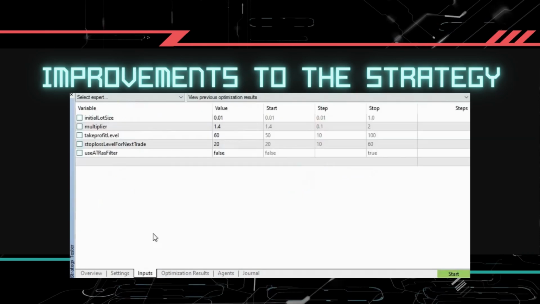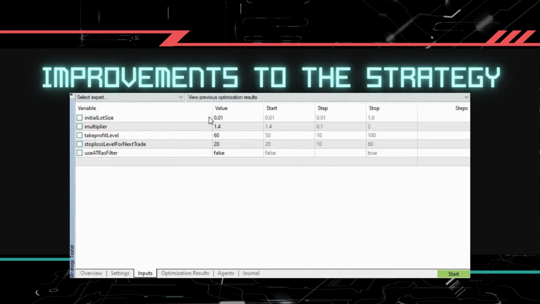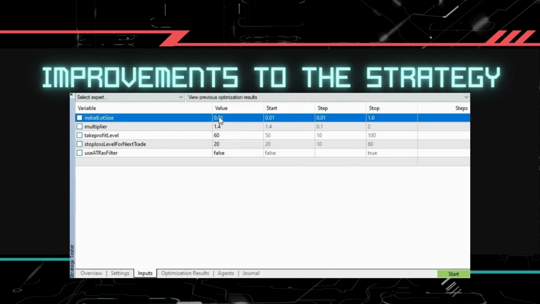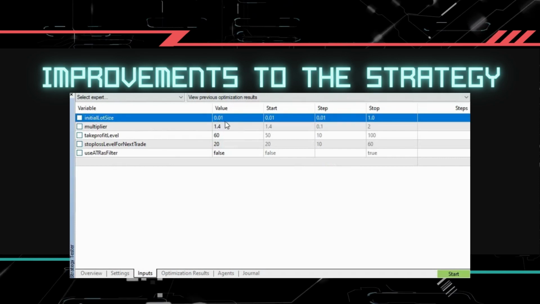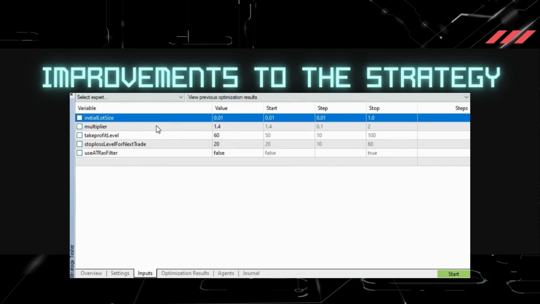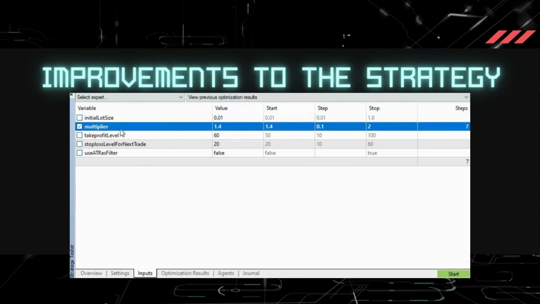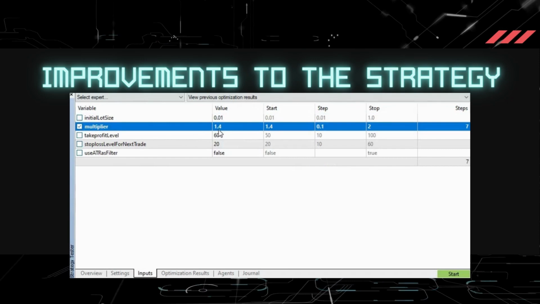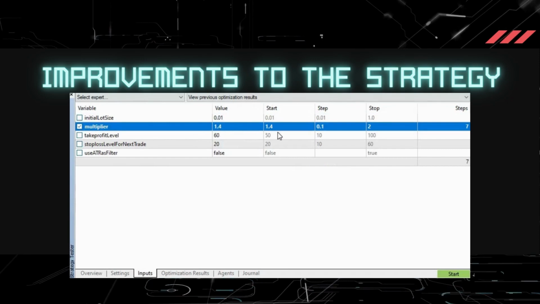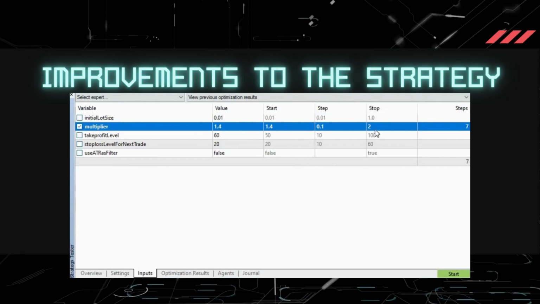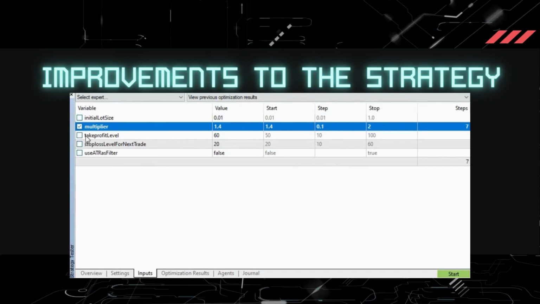Instead of using 0.1 lot size for the initial trade, we will switch it down to start off at 0.01. This will reduce the likelihood that our account will be met with a margin call so easily. Next, for the multiplier, instead of just using 1.4 as the multiplier, we will also increase the testing range from 1.4 to 2.0 with an increment of 0.1 each time.